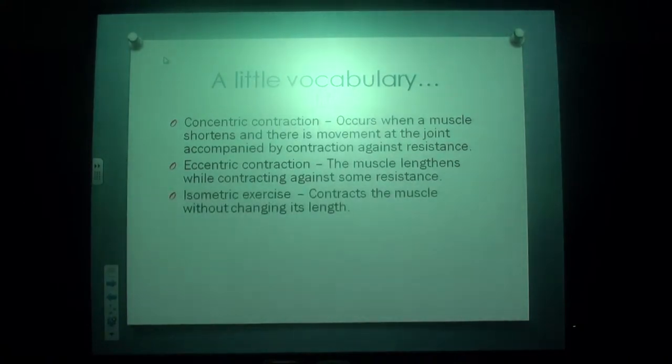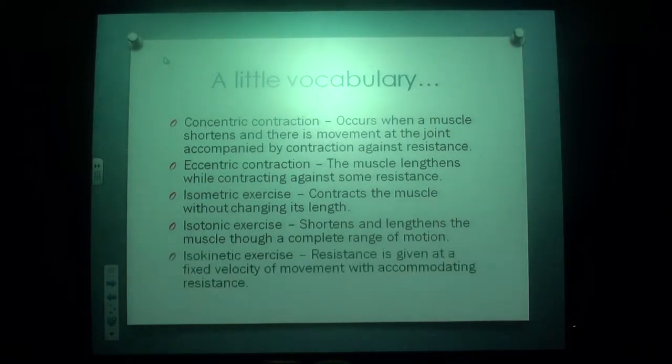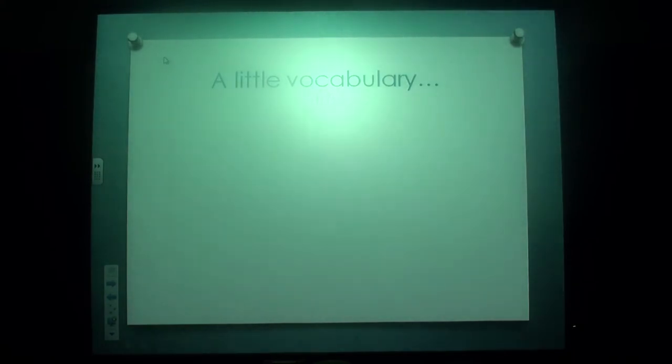Isometric exercise contracts the muscle without changing its length. So that'd be like holding a resistance in place, but it makes the muscle tighten up to hold that weight. Isotonic exercise shortens and lengthens the muscle through a complete range of motion, kind of like doing a push-up or a sit-up. Isokinetic exercise, resistance is given at a fixed velocity of movement with accommodating resistance. So maybe at a certain speed with weight at a certain point.